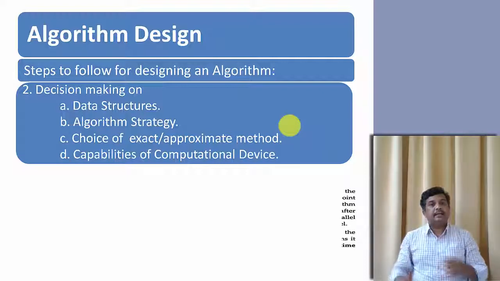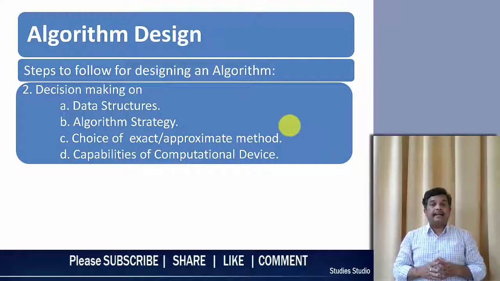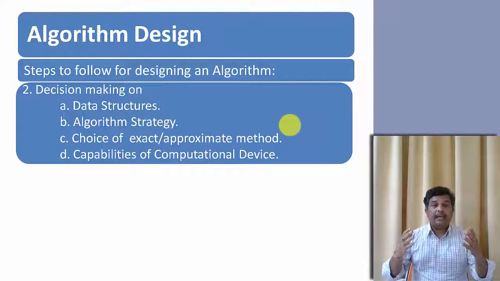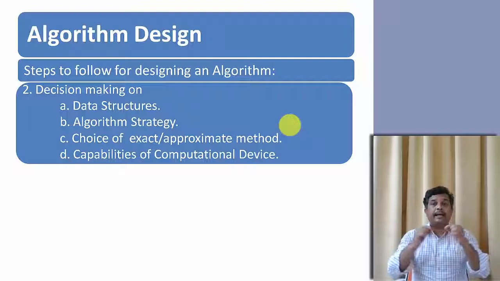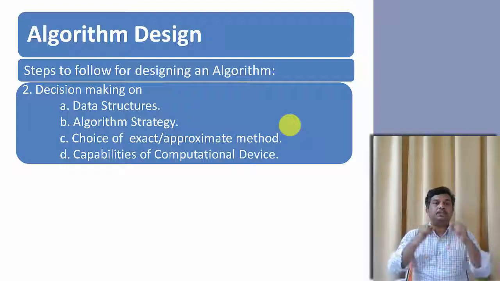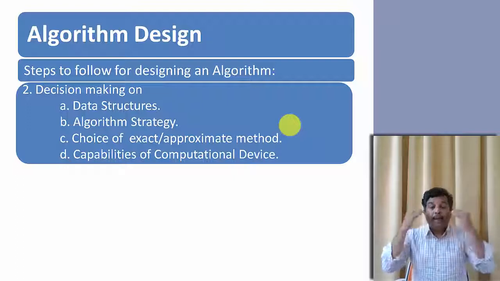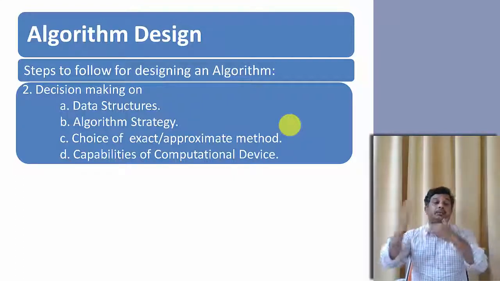And the next thing is the capability of the computational device. This is also a very important aspect because globally we can classify algorithms from the execution point of view as sequential algorithms and parallel algorithms. A sequential algorithm runs on a machine on which the instructions are executed one after another. Such machines are called random access machines. Similarly, we need parallel algorithms also, where parts of the code can be executed in parallel.